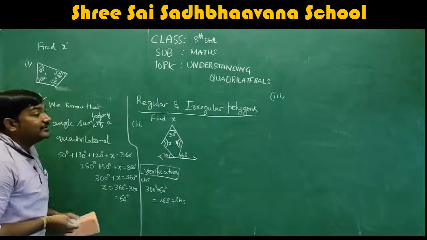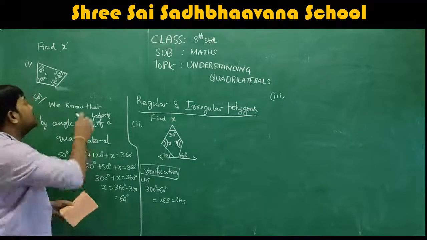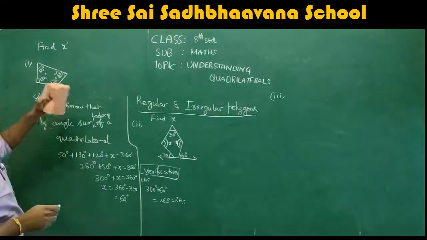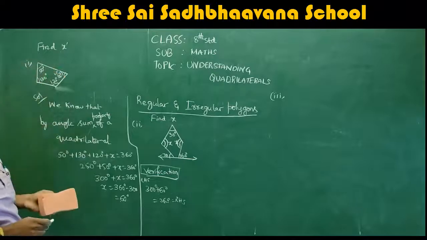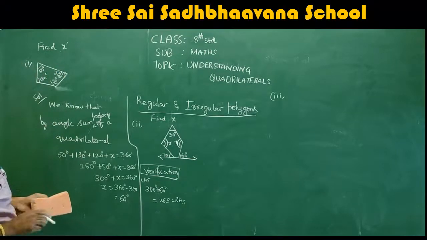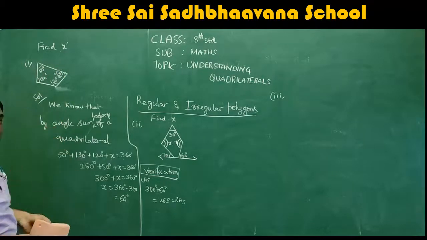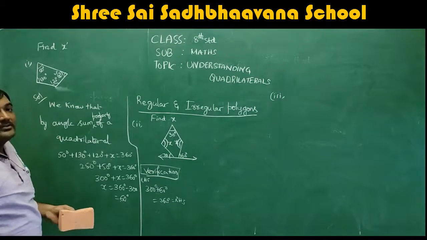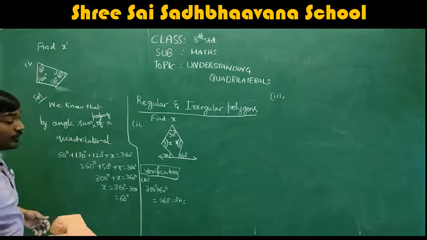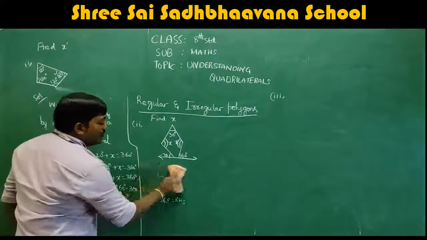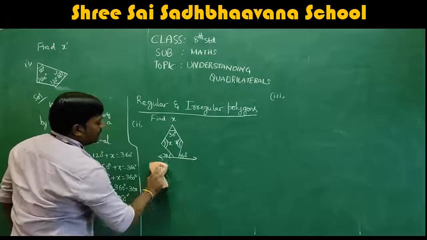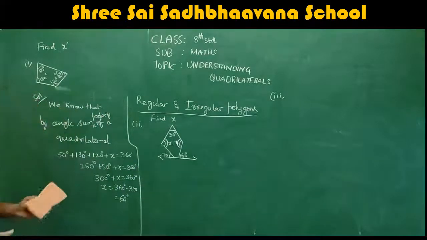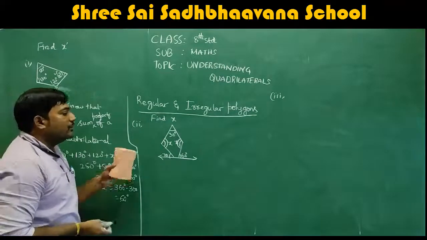So how to check whether this value is correct or not? You just take x as 60 and add all the angles. So the angle sum you will get is 360. In this case you are getting it, so if you are getting 360 degrees, your answer is correct. If you are not able to get it, definitely your answer is wrong. Okay, I hope you understood. Let me take one more example.